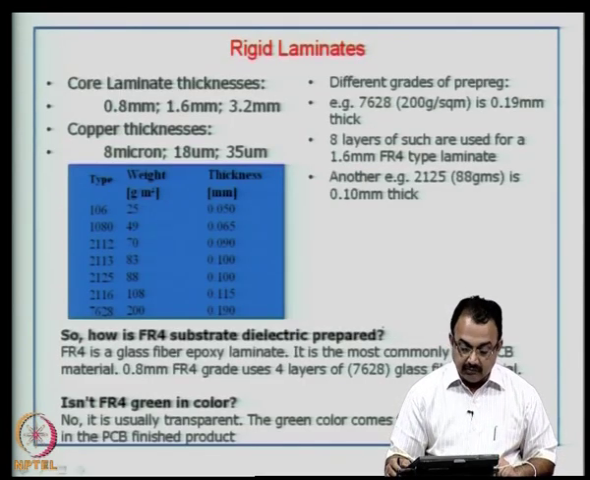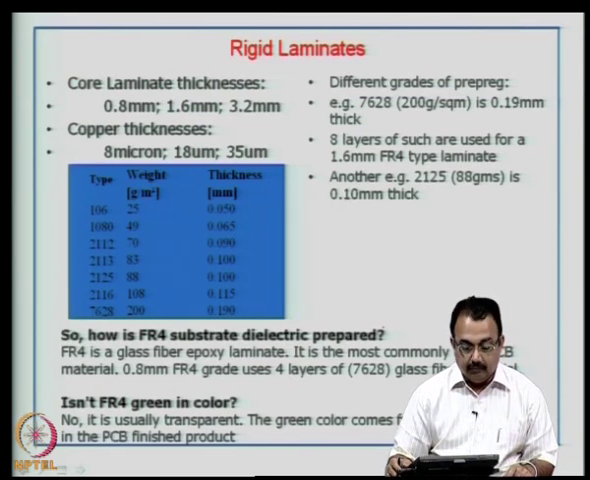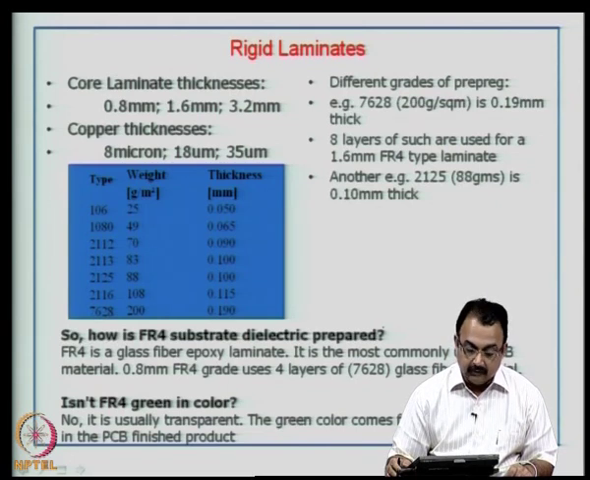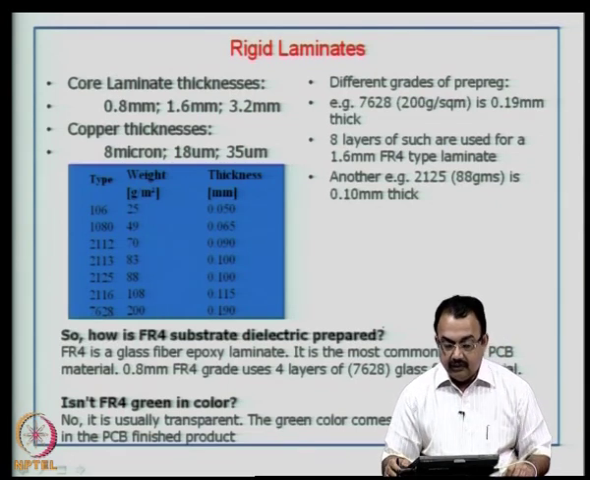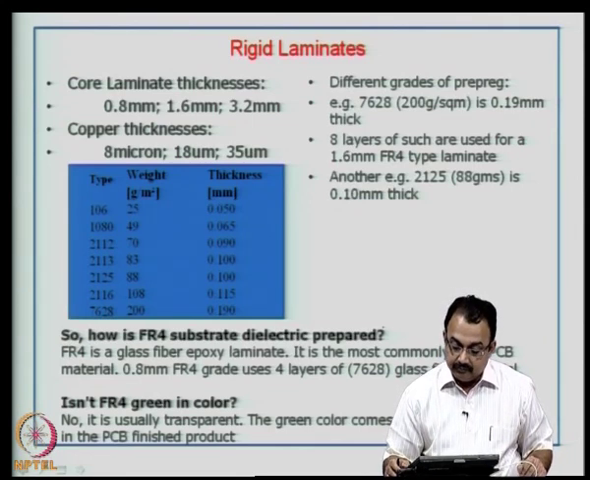Now, let us come to some other important details for a rigid laminate structure. Typically, core laminate thickness is 0.8 mm, 1.6 mm or 3.2 mm. The copper thickness in the core can be 8 micron, 18 micron or 35 microns. In the case of prepregs, there are again different grades.